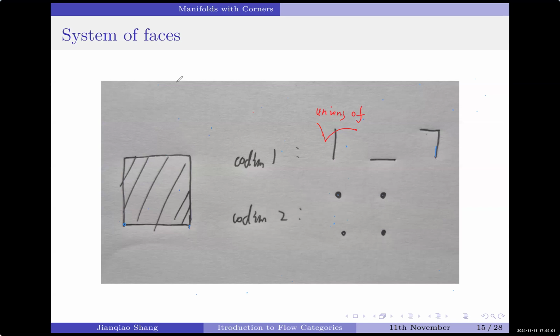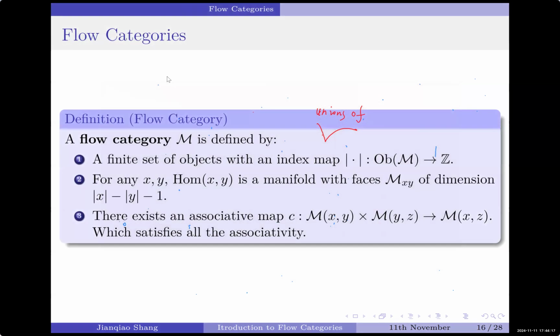But anyway, a system of phases is such a thing. So I think this example can tell you what it is essentially. Okay, so let's come to the general definition of flow categories.